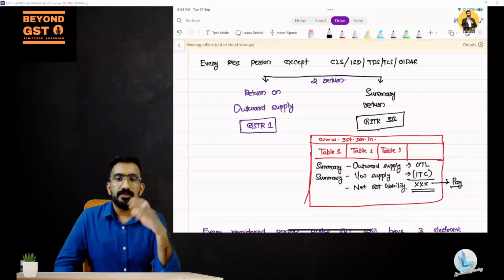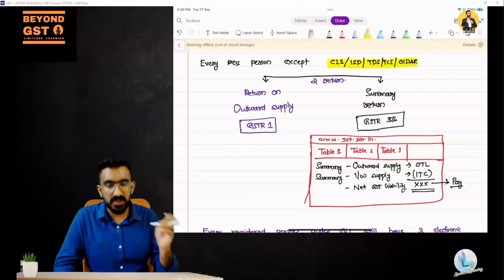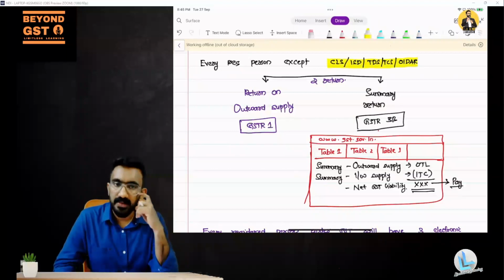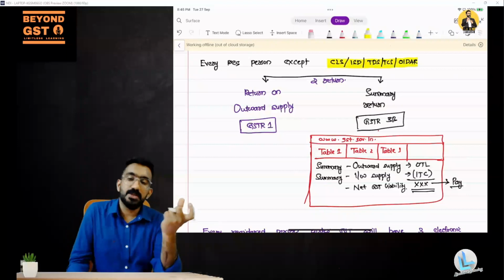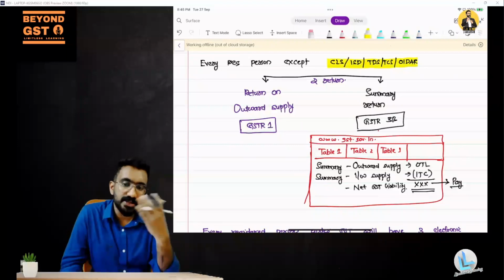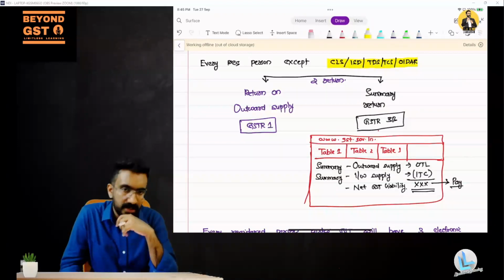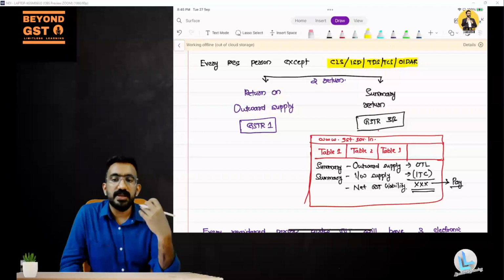So every person except composition levy scheme, ISD, TDS, TCS person, OIDAR. Okay, so except these specific people, because composition levy scheme people will file a return on a financial year basis. They'll do a quarterly statement called a CMP08 and all that.